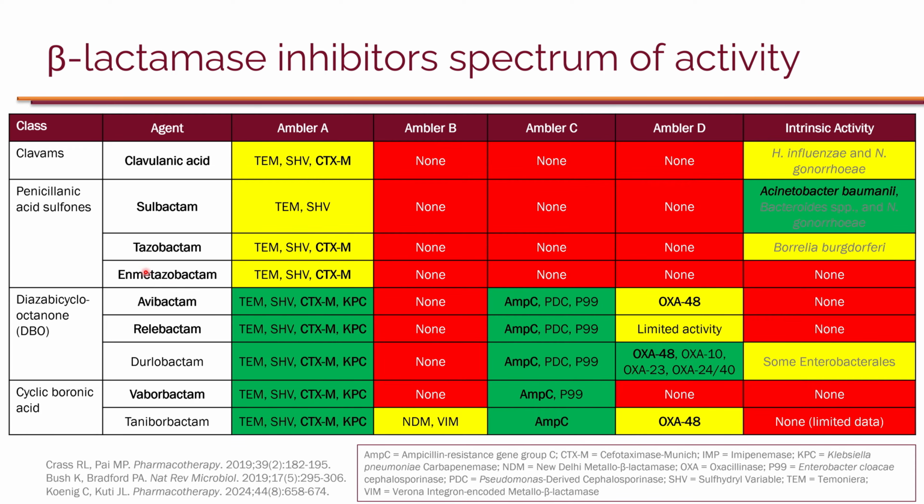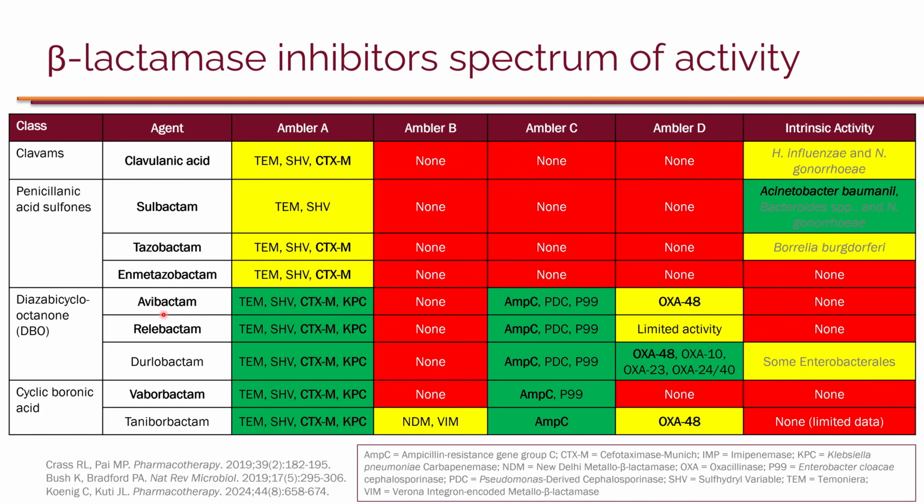Enmetazobactam is a derivative of tazobactam, so it has improved potency against ESBLs. That's what it's designed for, so better activity against CTX-M ESBLs. No activity against class B or C, and there's limited data for class D. It may have some activity against some OXAs, but right now there is limited data.